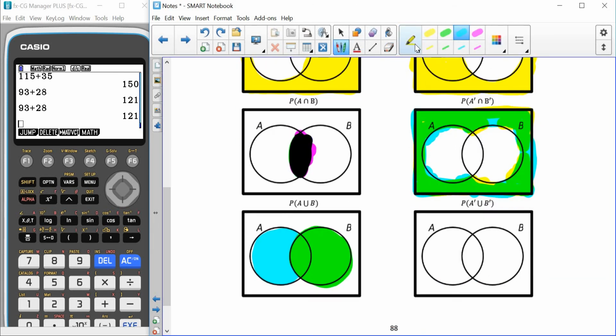Next, not A or not B. So this time, not A. So again, colouring in the outside of A. Not B means colouring in the outside of B. And this time, because it's or, we're looking at where it is blue or yellow or both. So everything should be coloured in apart from this little section here in the middle.